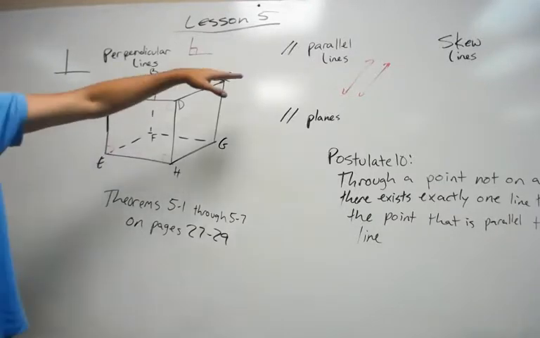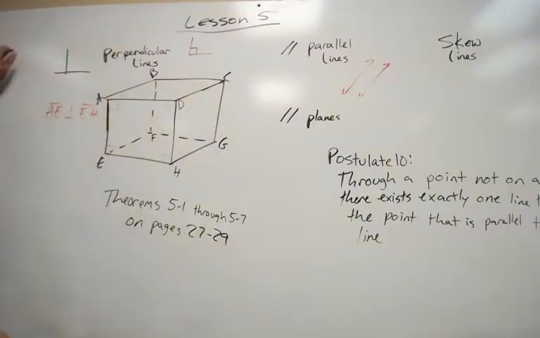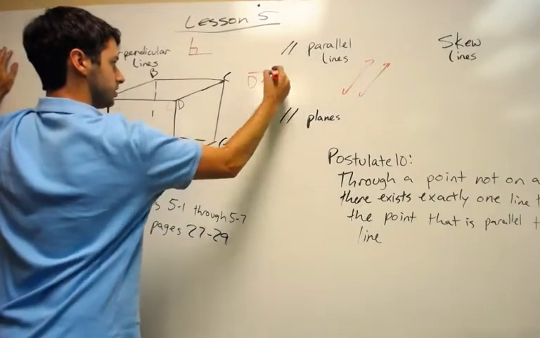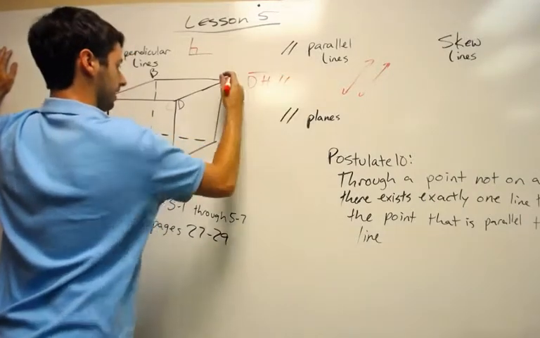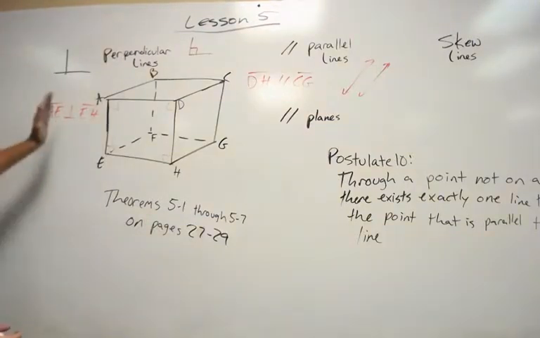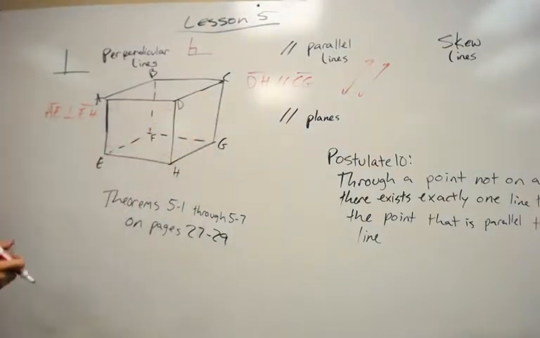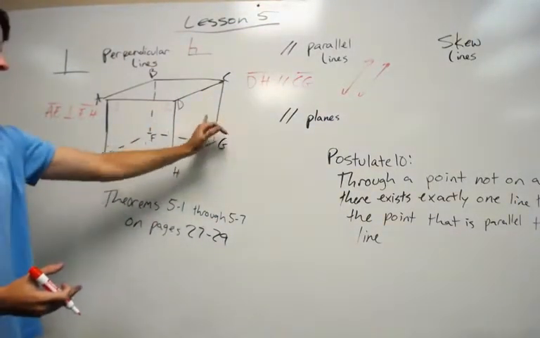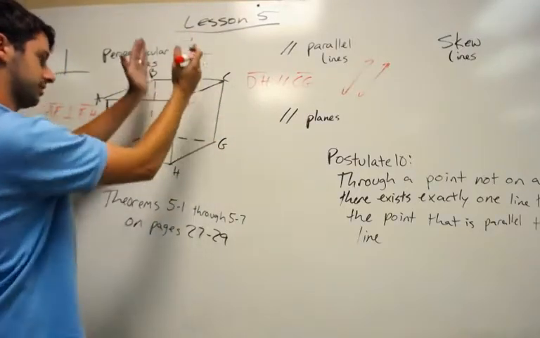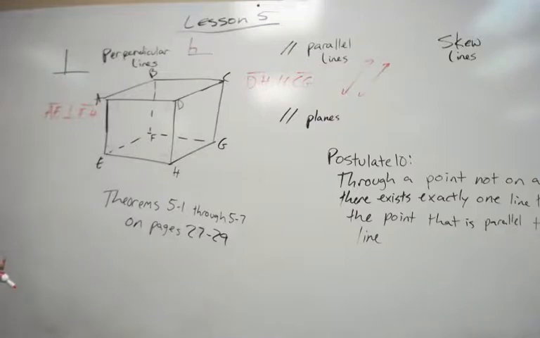Example of parallel lines. Line DH and CG are parallel. These two lines, they're in the same plane. Notice they're the perimeter of this box here, but they're in the same plane. They will never intersect.